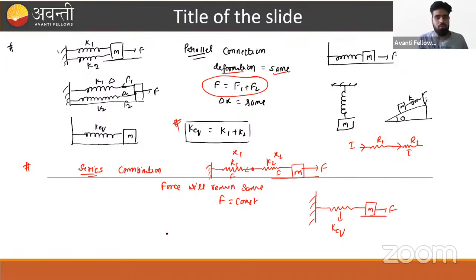Yes or no, beta? We can say that in this case our x equivalent is nothing but x1 plus x2, and K equivalent we can write in the same manner as in the case of resistance but in parallel, that is 1 upon K1 plus 1 upon K2.